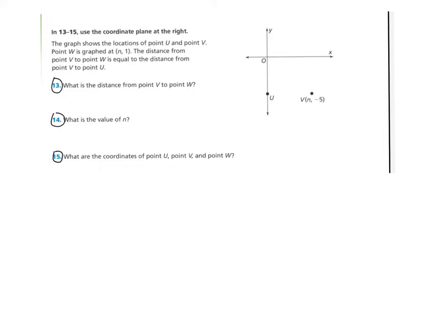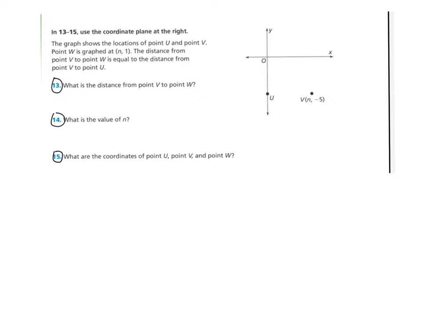If we look at numbers 13 through 15 here, this is similar to the one we did in the book. It says the graph shows locations of point U and V. Point W is located at N1. The distance from V to W is equal to the distance from V to U. And then we got some questions.